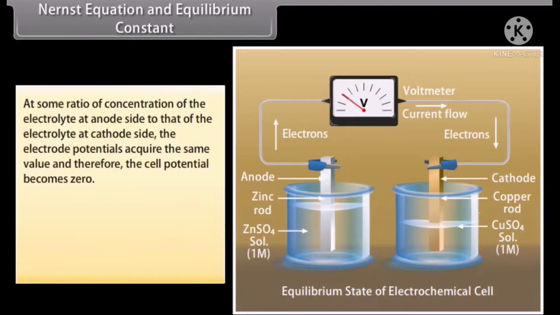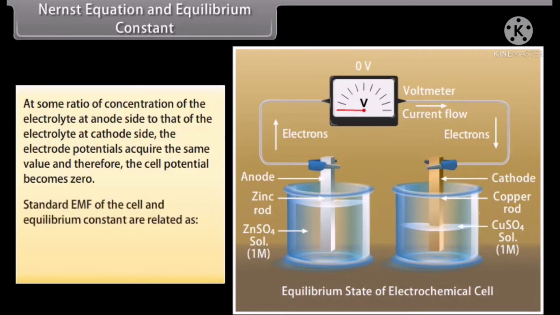Ultimately, at some ratio of concentration of the electrolyte at anode side to that of the electrolyte at cathode side, the electrode potentials acquire the same value and therefore the cell potential becomes 0. At this stage, the electrochemical cell stops working and the cell is in a state of equilibrium. By knowing standard EMF of the cell, equilibrium constant for the cell reaction can be calculated as E0 cell is equal to 0.059 upon n log Kc.